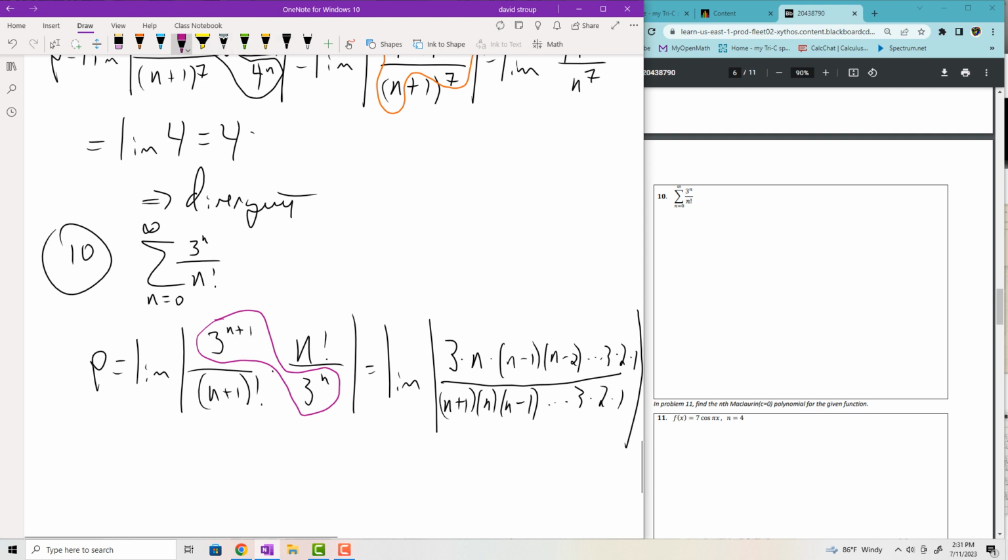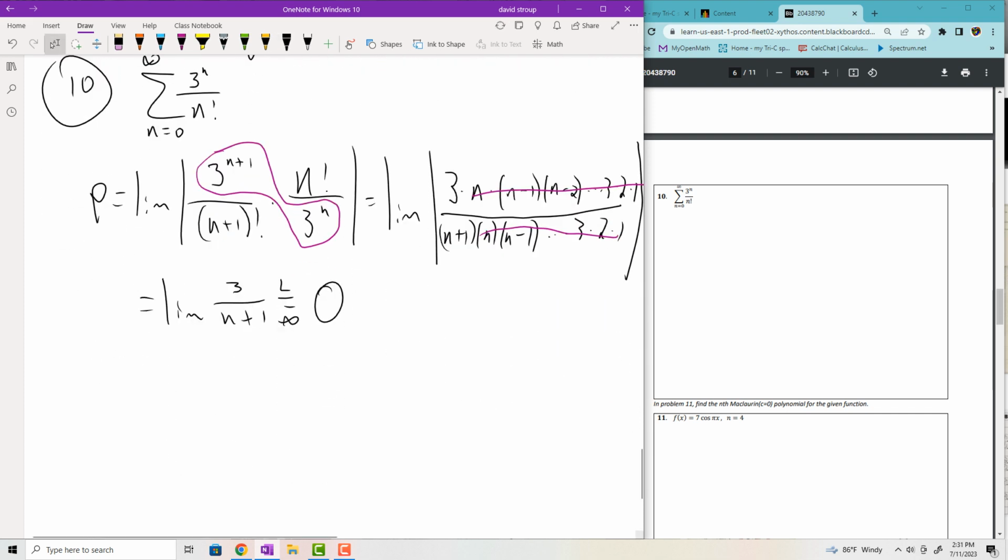Look for a cancellation if there is one, and yeah, all that will go away. So I get the limit of 3 all over n plus 1, which is an L over infinity form, and therefore it's equal to 0. So that series is going to be absolutely convergent. You could just write convergent though.